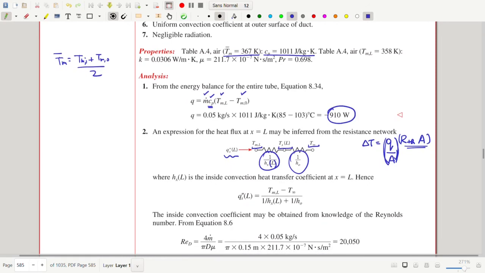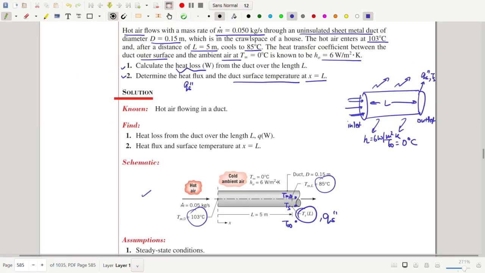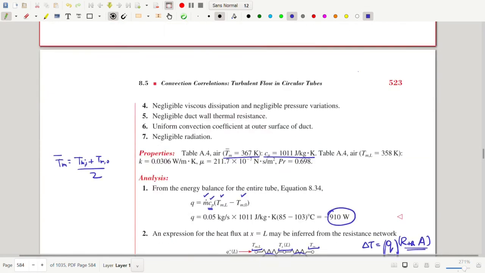Okay, so we can simply write the total potential drop as the inside temperature minus the outside temperature, and we can calculate the total resistance as a sum of these two resistances in series, which gives us the expression for the Qs double prime. Now remember that H out is given to us. It's already given in the problem. I think it was equal to 6 watts per meter square Kelvin.